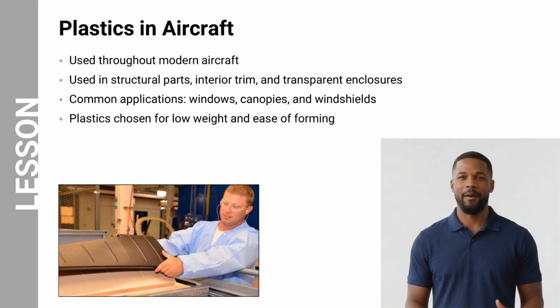Let us examine how plastics are used in aircraft. Plastics are widely used throughout modern aircraft because they are lightweight, corrosion resistant, and easy to shape. They are used in structural components, interior trim, and transparent enclosures such as windows, canopies, and windshields. Plastics allow manufacturers to create complex shapes that would be difficult with metals. In the image, you can see a manufacturing process where plastic components are being formed, highlighting how these materials are shaped for aircraft applications.